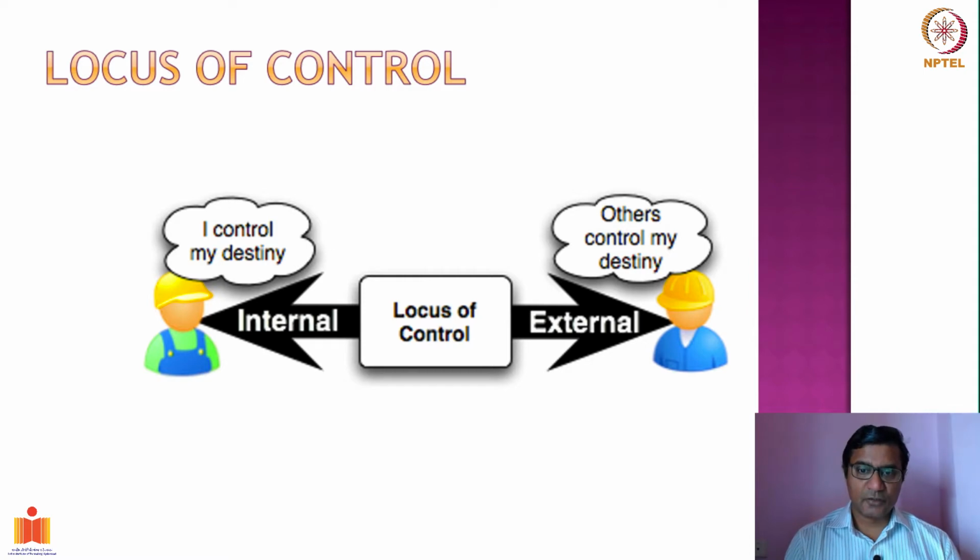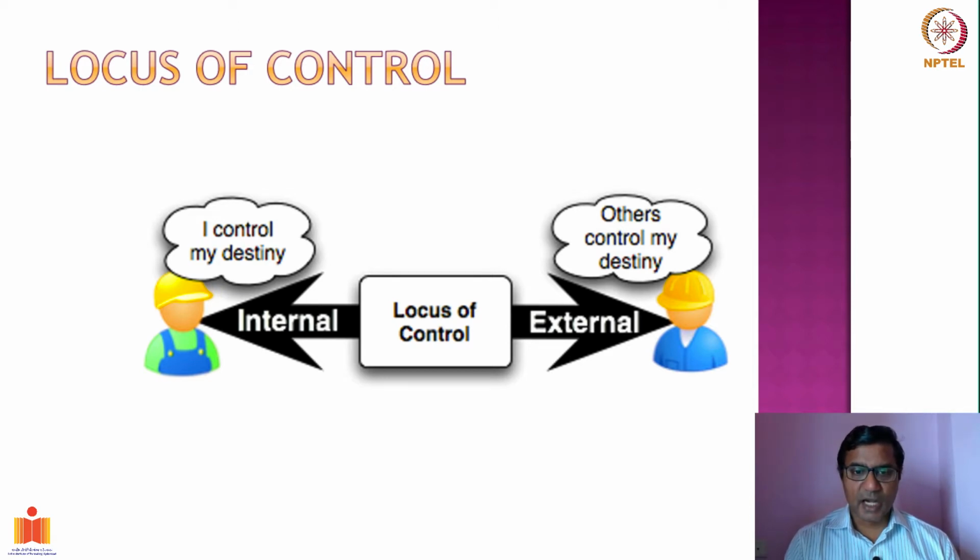Similarly, the other end of the spectrum is external locus of control. People of external locus of control believe that others control my life. Whatever happens in my life is because of external factors. So you can understand the difference. People of internal locus of control believe whatever happens in my life, it's happening because of me and I can decide what can happen in my life. The other way around is external locus of control.